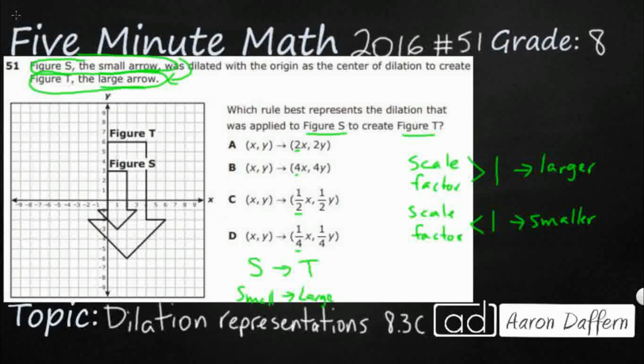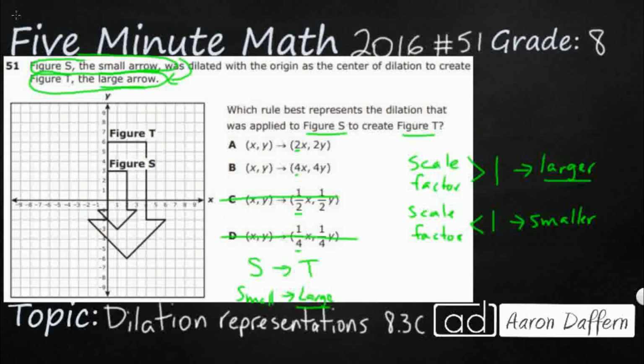Well, if we're going from figure S to figure T, we're going from small to large, which means we're getting larger, which means I want to look at my scale factors that are greater than 1, which means I can get rid of C, I can get rid of D. Because if I were to take figure S and multiply it by half, it would be half as small. If I were to multiply it by a quarter, it would be really, really tiny. It would be hard to plot. So we're getting bigger.